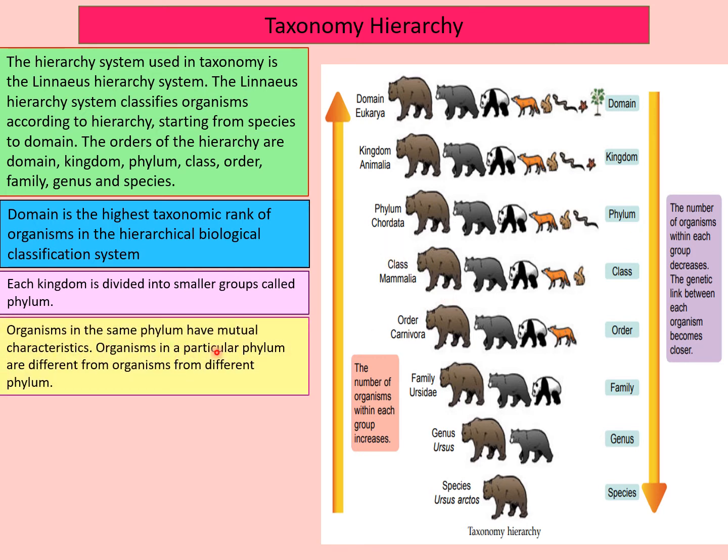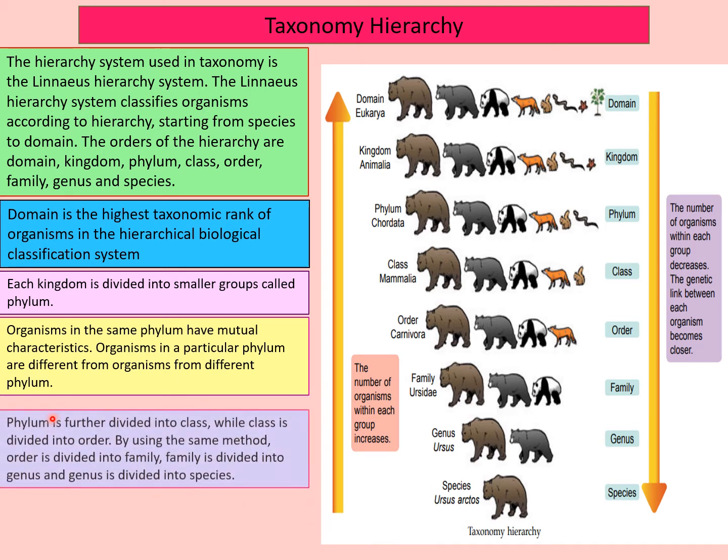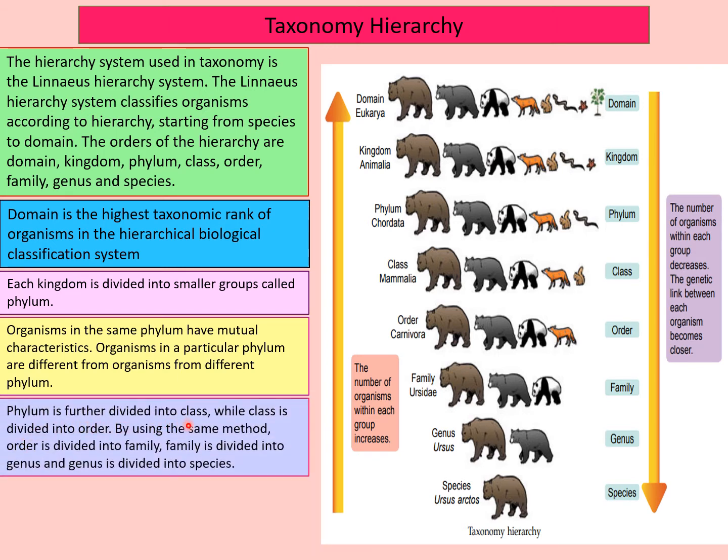Organisms in the same phylum have mutual characteristics. All these have mutual characteristics. Organisms in a particular phylum are different from organisms in different phyla. A phylum is divided into classes, while a class is divided into orders. By using the same method, an order is divided into families, a family is divided into genera, and a genus is divided into species. Okay, we look at this class Mammalia.